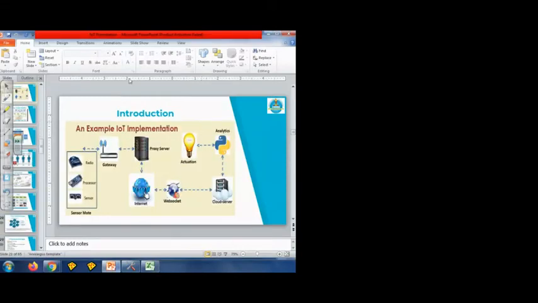Now next we'll talk about one example of how the flow goes from source to destination and from destination back to the source. Because we need to establish the session, we need to upload the data, and not only upload the data, we need to get the data back from the cloud to our devices.